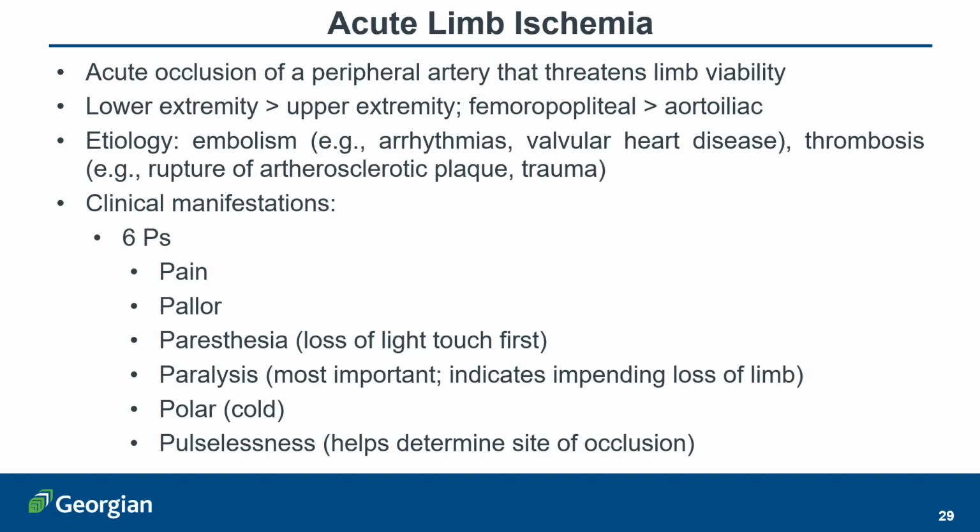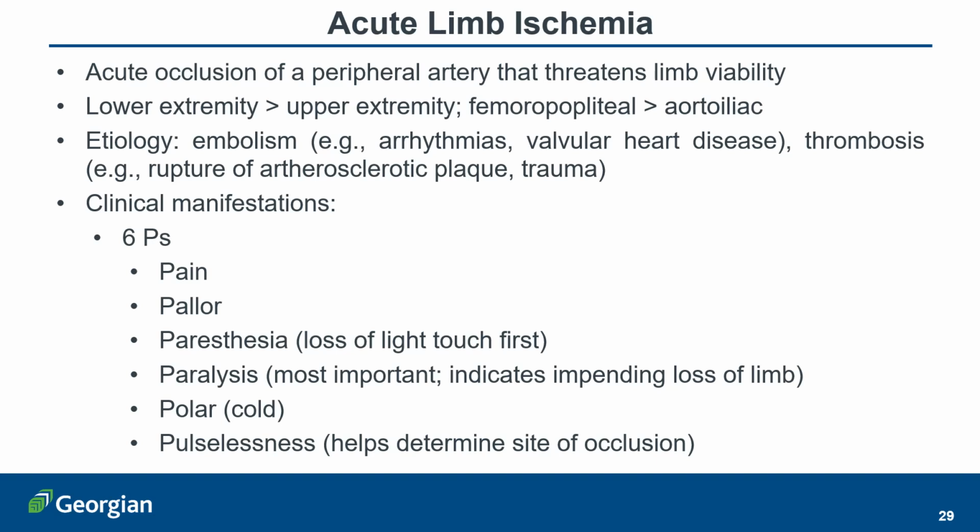The etiology is an embolism or a thrombus that forms within the artery itself. The emboli could form as a consequence of various arrhythmias, for example, atrial fibrillation or valvular heart diseases. The thrombus could form as a result of a rupture of atherosclerotic plaque or trauma to the limb itself.